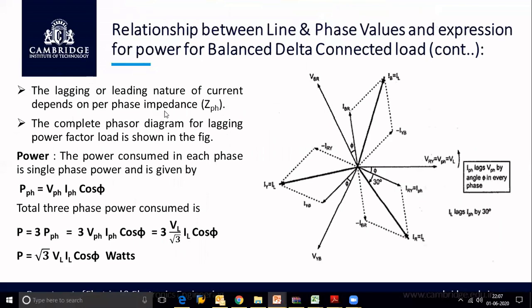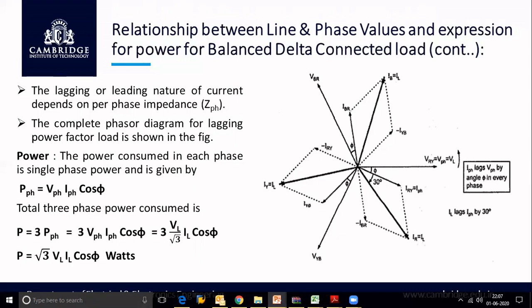Similarly, if we consider that the load is inductive in nature, it is represented as R plus jXL. Therefore, current lags the voltage. And if the load is capacitive in nature, Z phase is equal to R minus jXC and current leads the voltage. If Z phase is resistive in nature, then it is represented as just R. Therefore, current is in phase with the voltage. So here also we can calculate Z phase is equal to V phase by I phase.